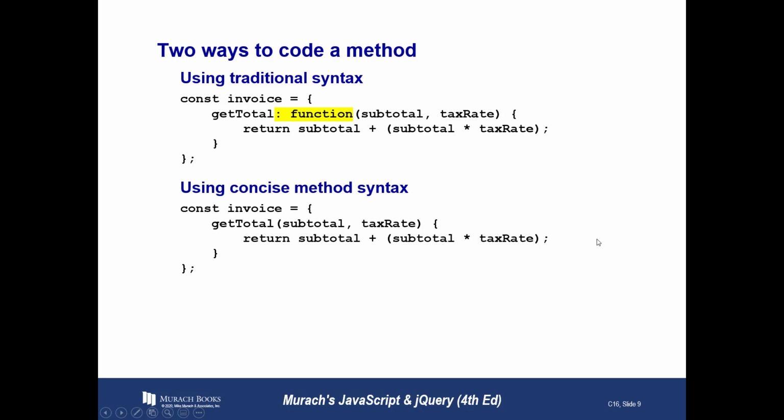Now, when you are creating a method inside of an object, I virtually always do it the second way. I don't use the word function, because technically a method is a function that's created inside of an object or inside of a class. So I've never used that traditional syntax. I always use the concise method syntax that is shown right there.